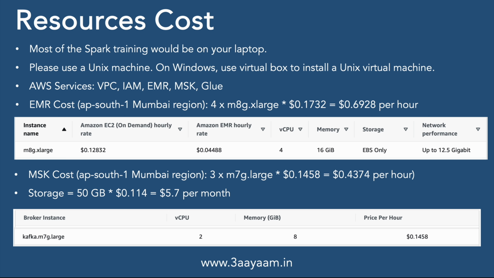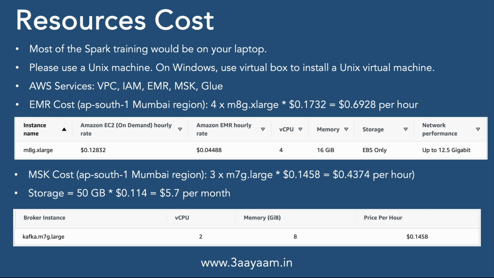And the recommendation is that you terminate the EMR cluster and terminate or delete the MSK cluster also. In that case, the storage cost would be much less because it would be on a prorated basis. It would be much lesser than 50 cents. So your total per hour cost for EMR and MSK would be anywhere from $1 to $1.50. That would be the per hour cost.